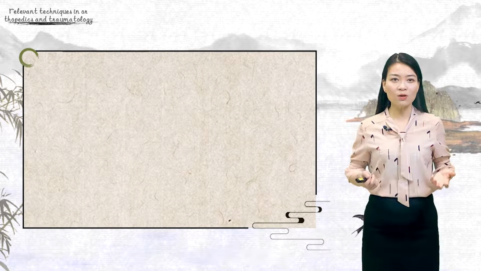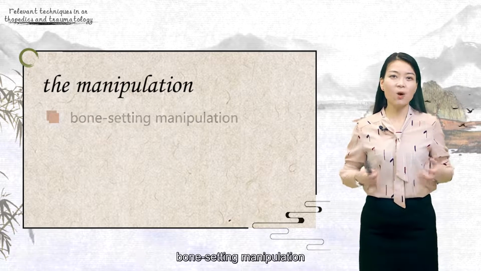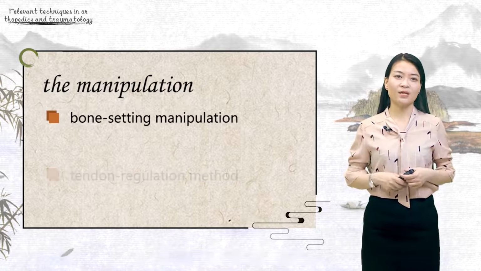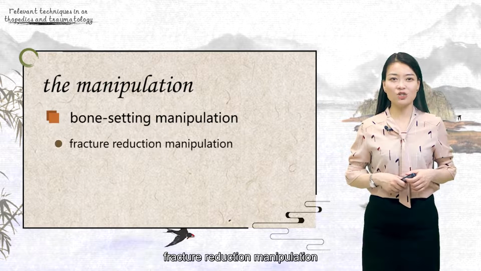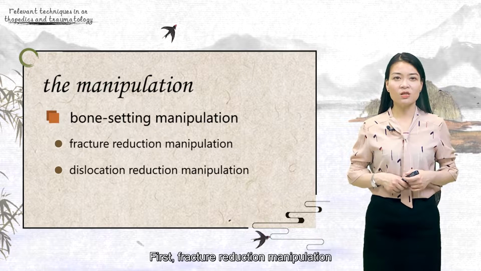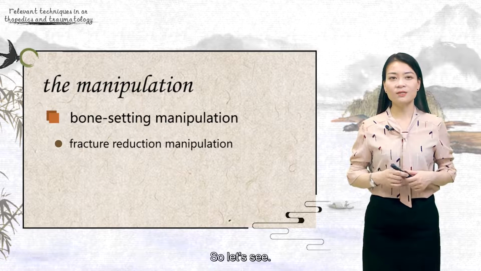According to its role, the manipulation can be divided into two categories: bone setting manipulation and tendon regulation method. Next, we will explain from two aspects: fracture reduction manipulation and dislocation reduction manipulation. First, fracture reduction manipulation. So let's see.